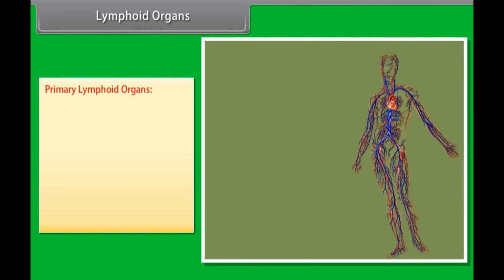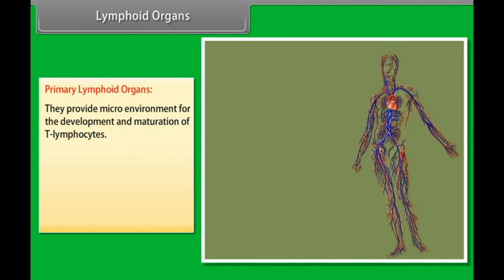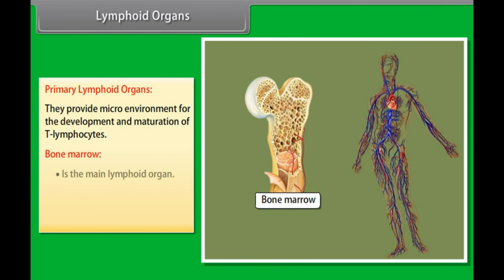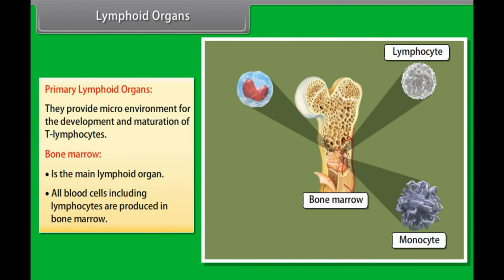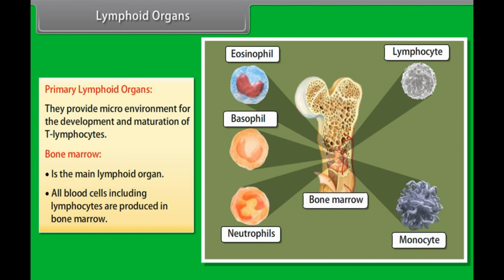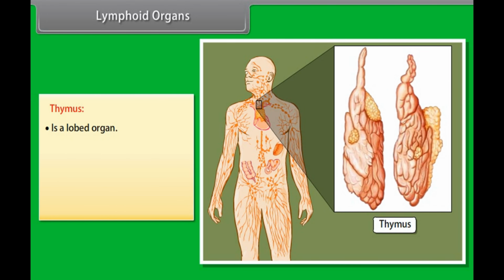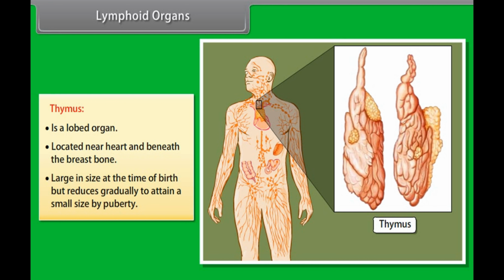Primary lymphoid organs. They provide microenvironment for the development and maturation of T lymphocytes. Bone marrow is the main lymphoid organ. All blood cells, including lymphocytes, are produced in bone marrow. Thymus is a lobed organ, located near heart and beneath the breastbone. Large in size at the time of birth, but reduces gradually to attain a small size by puberty.